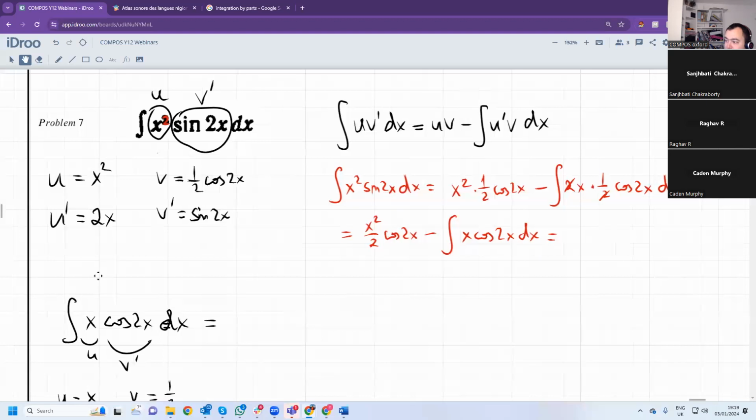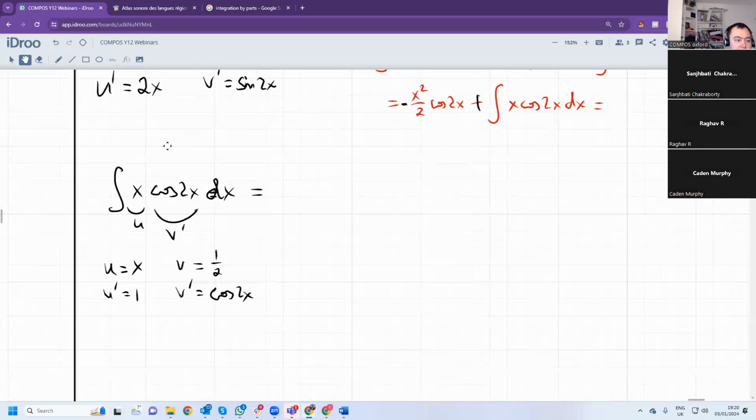Oh, I messed it up. It is minus 1/2 cos x. So it's minus, and this is going to be plus. So minus and plus. Okay, anyways, the integral of cos 2x is 1/2 sine 2x, because if we differentiate 1/2 sine 2x, we get cos 2x.